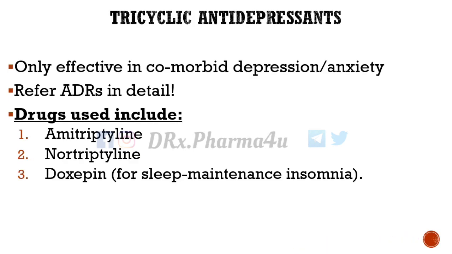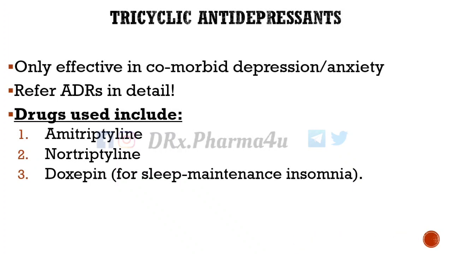Sometimes tricyclic antidepressants are also used, but don't use them directly for insomnia because they require therapeutic drug monitoring and they have a huge range of side effects. Huge means seriously huge range of side effects. So they should only be used in comorbid depression or anxiety. If you are having depression associated insomnia or anxiety associated insomnia, in that condition, you may use tricyclic antidepressants. We can use amitriptyline, nortriptyline, and doxepin to some extent. It's good for sleep maintenance insomnia.